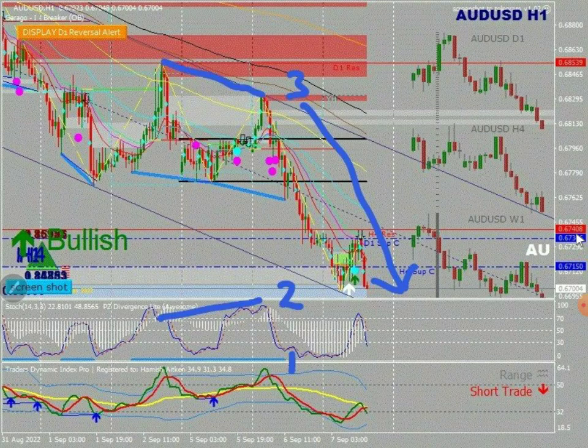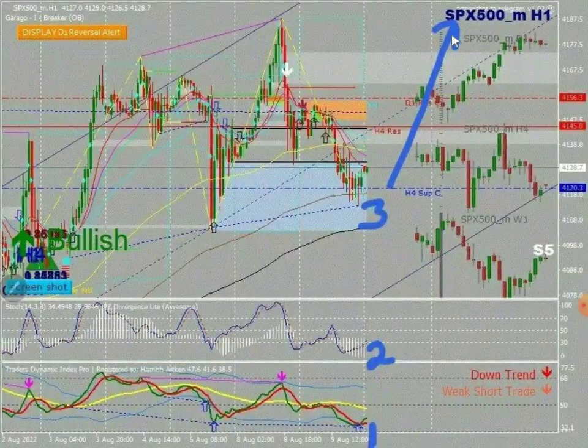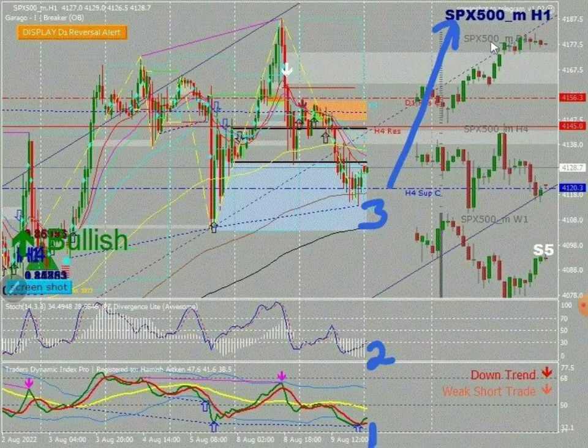So let's check for the bullish. Let's say for bullish. Okay, this is S&P. So what's the trend on the daily? We have a break of structure upward. You can see it's showing upward.